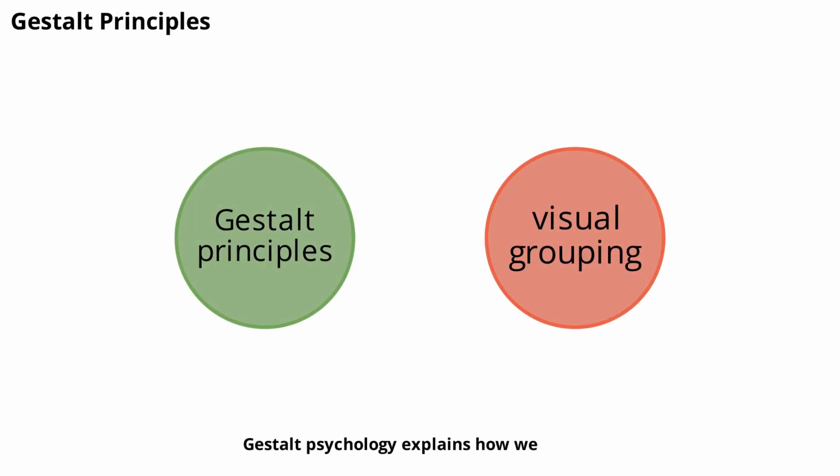Gestalt psychology explains how we organize visual information into meaningful forms. Principles like proximity, similarity, closure, and continuity help our brains group elements and perceive complete objects. For example, we tend to see a series of dots as a line if they are close together. These principles are fundamental to understanding how form cues work in perception.